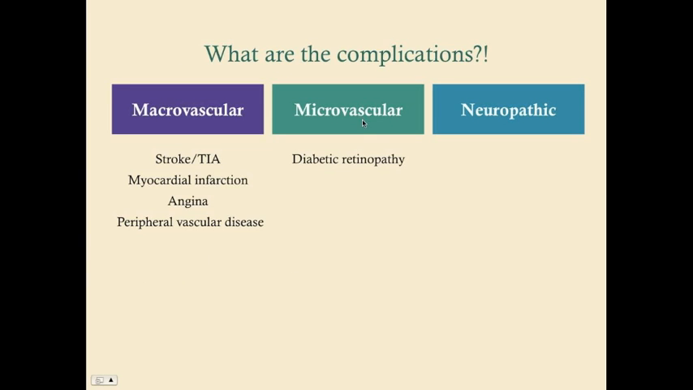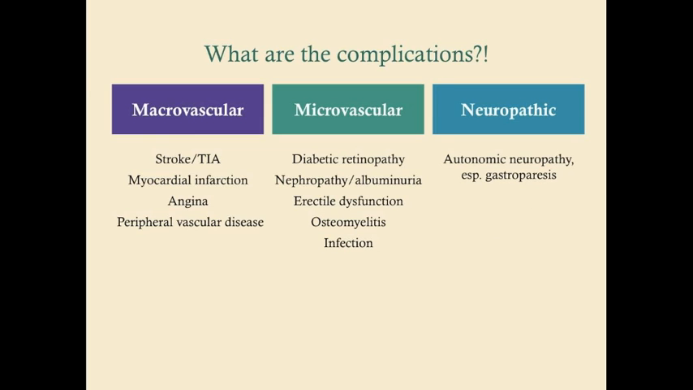The microvascular complications are diabetic retinopathy, nephropathy and albuminuria, erectile dysfunction, osteomyelitis, and infection. And the neuropathic complications are autonomic neuropathy, particularly gastroparesis, and that's just simply because the high glucose levels will damage the nerves. And then peripheral neuropathy. Peripheral neuropathy occurs in about 30 to 40% of diabetic patients. So this is one of the more common complications.